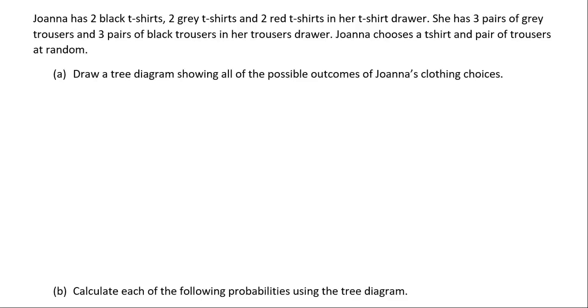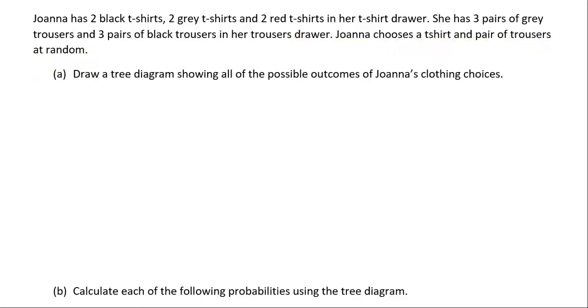Here's an example of calculating probabilities from a tree diagram where all of the outcomes are equally likely. Joanna has 2 black t-shirts, 2 grey t-shirts, and 2 red t-shirts in her t-shirt drawer. She has 3 pairs of grey trousers and 3 pairs of black trousers in her trousers drawer. Joanna chooses a t-shirt and pair of trousers at random.